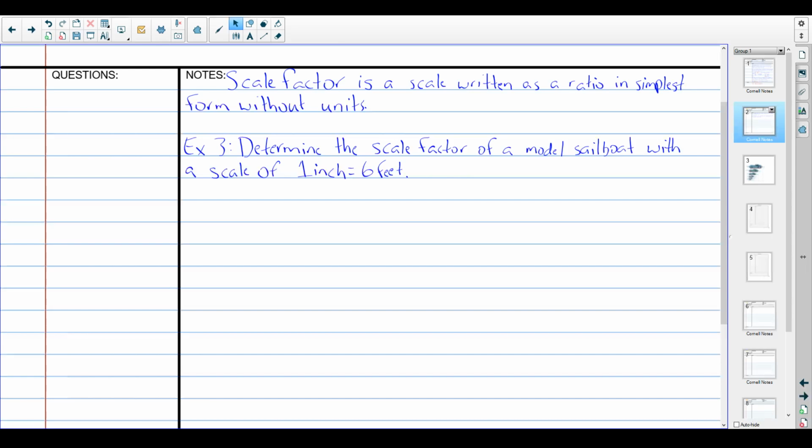So if we say, what's the scale factor of a model sailboat with a scale of 1 inch equals 6 feet? So let's say I want to convert all of this to inches. I have 1 inch equals 6 feet. I want to convert, so I'm going to put it over here. Everything to inches. So we need to remember, and we have a chart for this, or you have the internet for this, that 1 foot equals 12 inches.